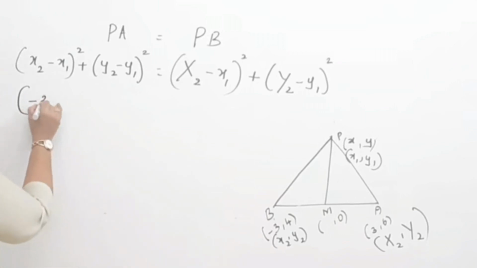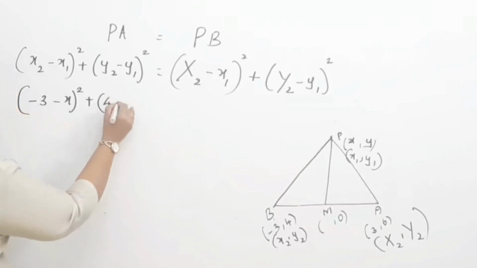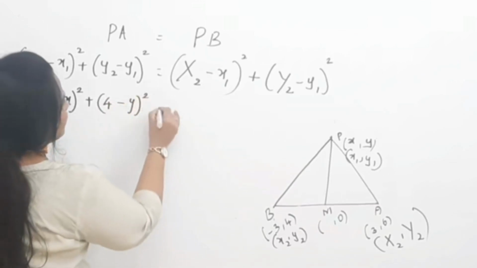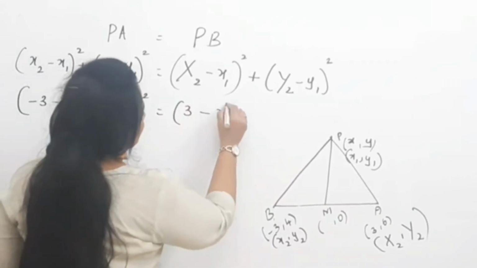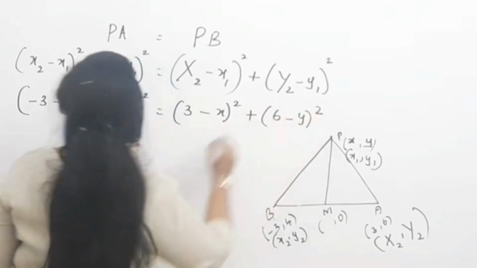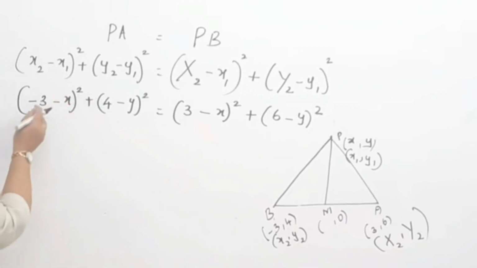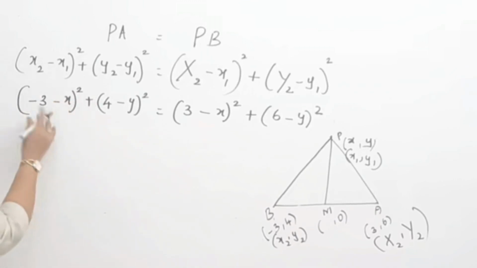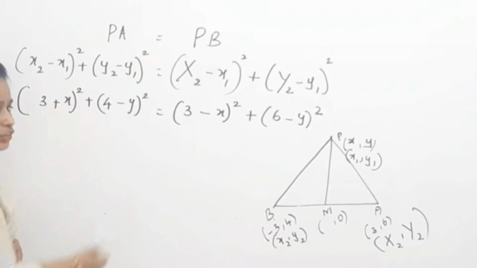Now, I would go to my substitution. x2 is minus 3 minus x the whole square plus y2 is 4 minus y the whole square is equal to caps X2 is 3 minus x the whole square plus caps Y2 is 6 minus y the whole square. Hope everyone understood this point. So I would go for substituting the identity. Minus would be taken out, this will become automatically plus. So I would have my equation a plus b the whole square identity.